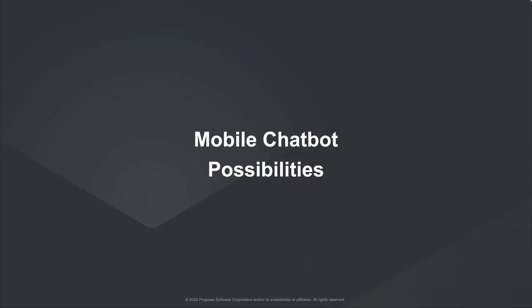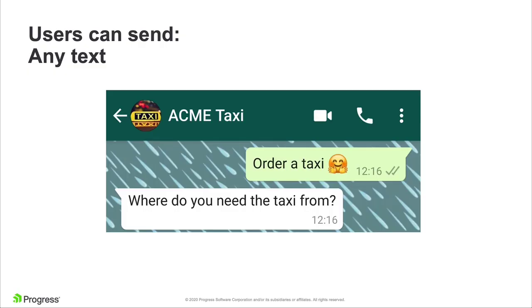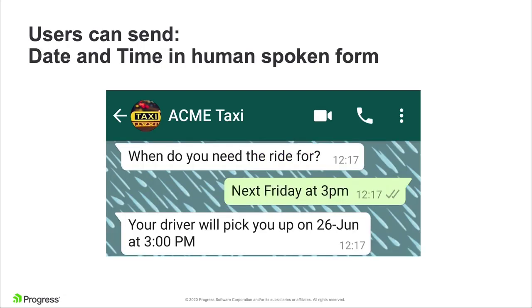So now let's have a look at what is possible to send with a mobile chatbot. Obviously we can send text, pretty much any text including emoji, into the chatbot. We can even provide date and time in human spoken form, which is absolutely great because I can say I want a taxi next Friday at 3 p.m. and the chatbot will be able to figure out what date I am looking for and also extract the time from that.